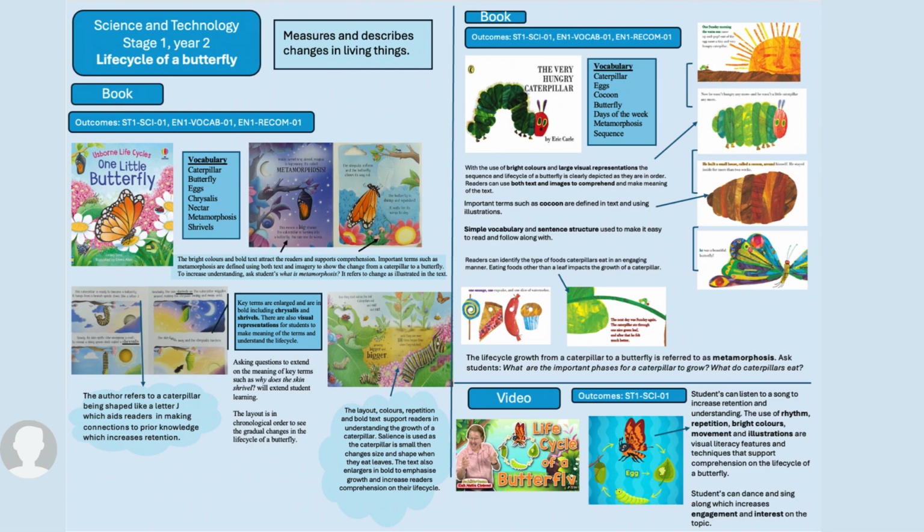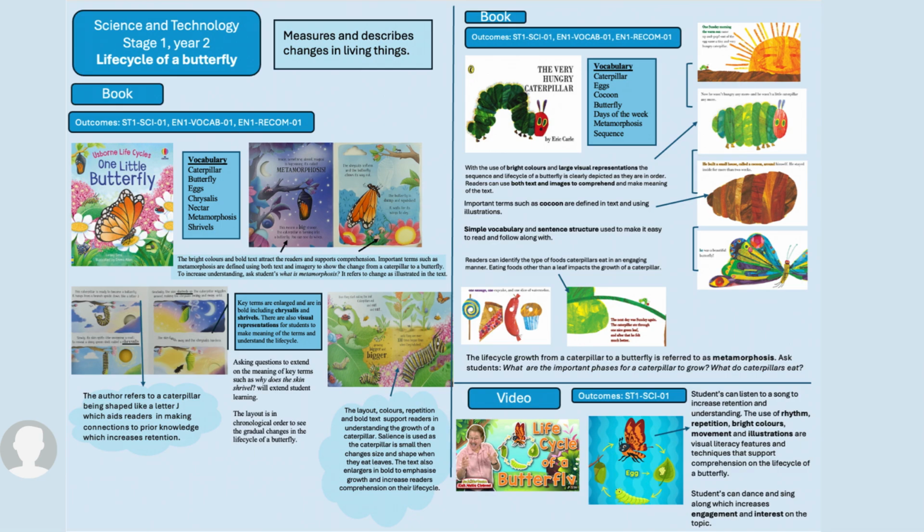Hi, my name is Khadra Fatfat, and I've created a collage of words, phrases, and images to outline great texts and resources that can be used to aid in teaching learning outcomes from both the science and technology syllabus and the English syllabus. Now, the aim is to meet the Stage 1 Year 2 outcome ST1 SCI01 of measuring and describing changes in living things.